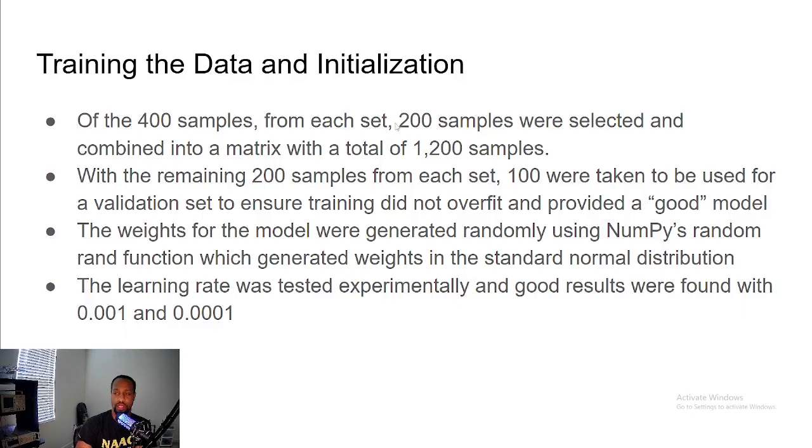So for the initialization of the model, the weights were generated randomly using the random function that NumPy offers, and it just generates weights in the standard normal distribution. So you get a lot of numbers like -0.5, -2, -1, +1, and so on. And learning rates were tested experimentally. So I started with 1, and I decreased by 0.1, 0.001, and so on and so on.